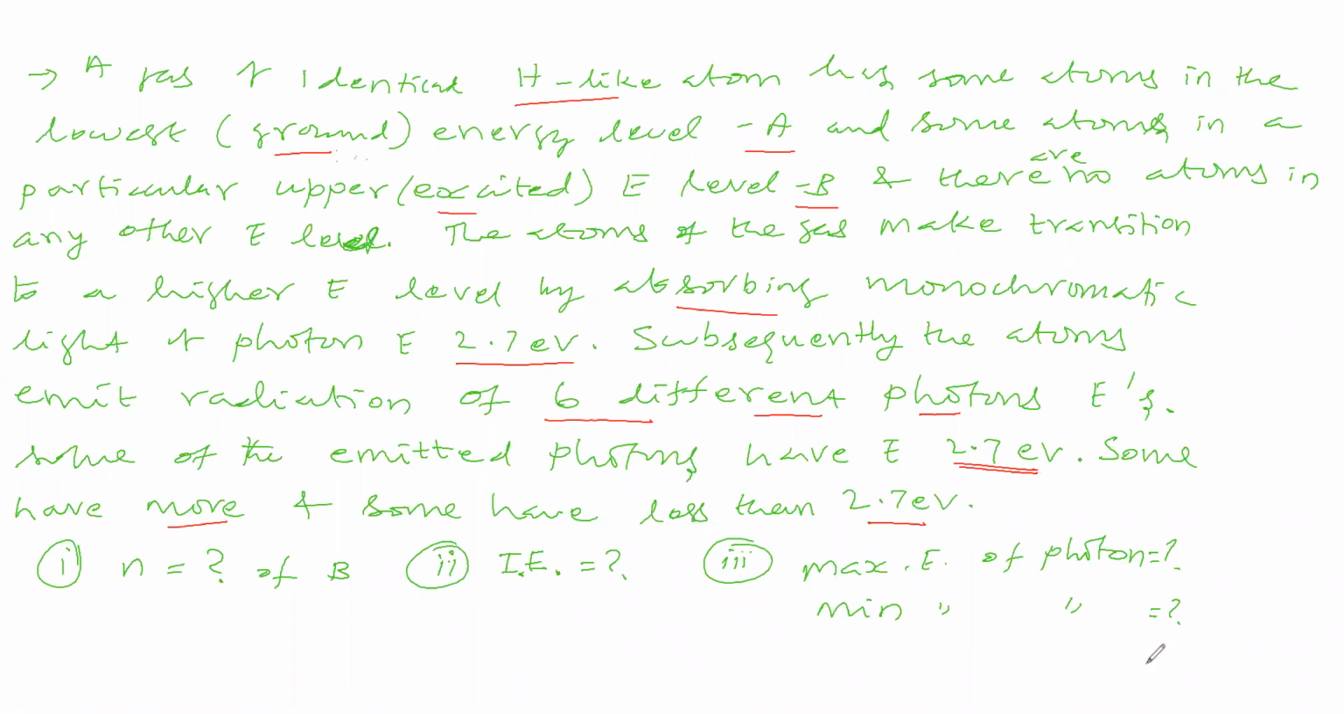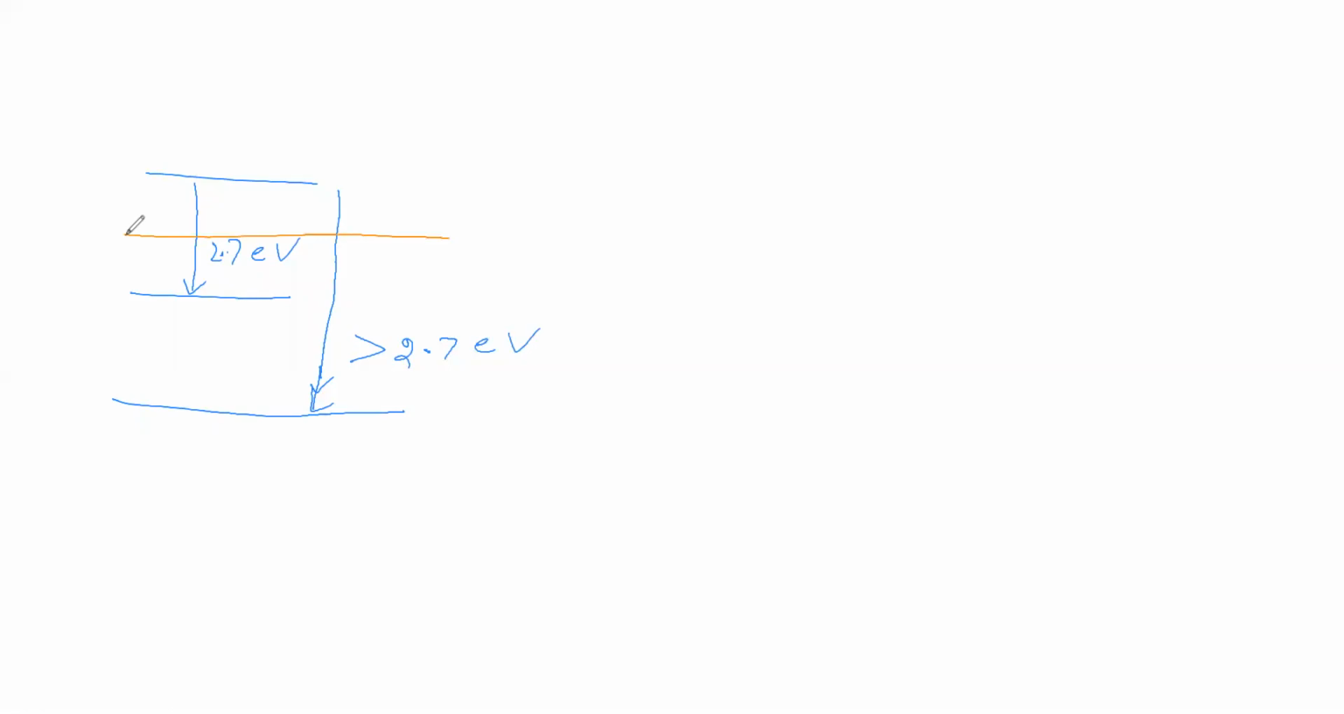Okay, so now it is one level, it is another level. This difference is how much? 2.7 electron volt we will take. Next, greater than 2.7 electron volt, we will take like this. Next one is less than 2.7 electron volt, so we have to take here like this. Then this is less than 2.7 electron volt we can say.